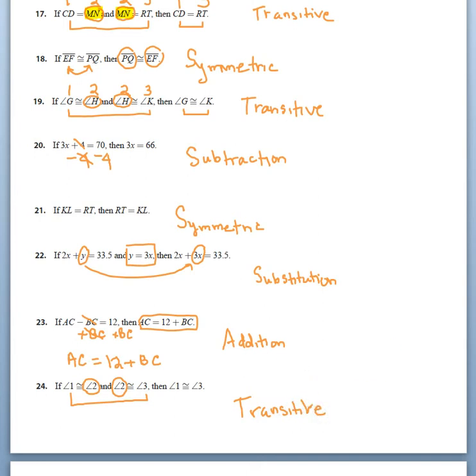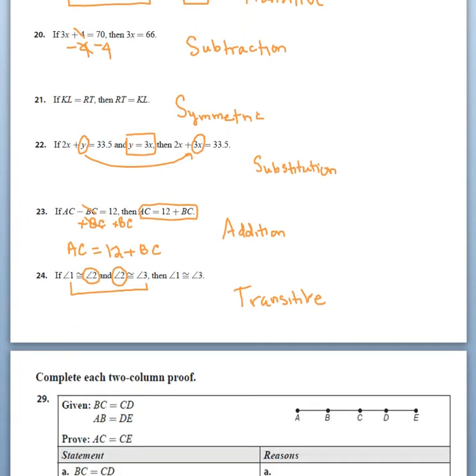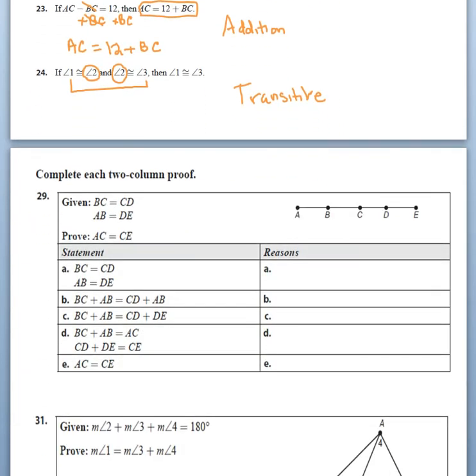All right, so those are some one-liners. Now we're going to actually put those properties into a proof. Problem 29 says complete each two-column proof. They definitely tend to be difficult at first, but what you want to do is just pretend they're like those one-liners that we just did. Each statement and reason is really like a one-liner.